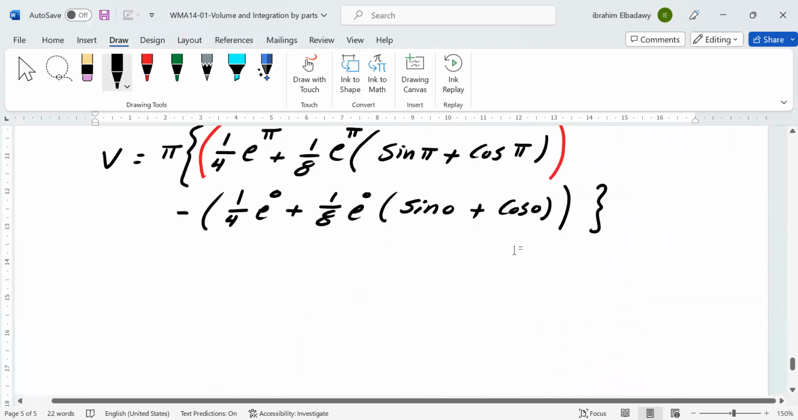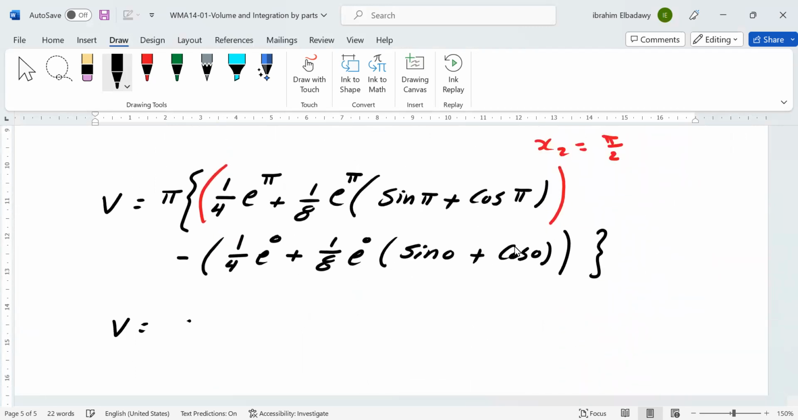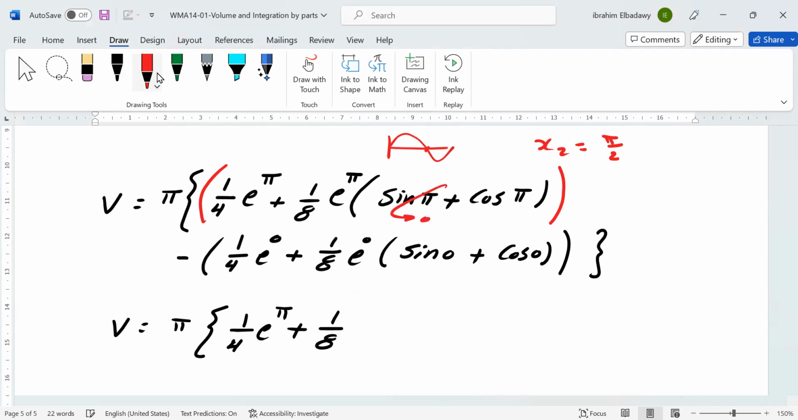Okay, so here the volume equals pi times quarter e power pi plus 1 over 8 e power pi. Okay, what about sine pi? Actually, sine pi equals 0, according to the sine wave like that. So this part equals 0. Cosine pi equals -1. So here 1 over 8 e power pi times the -1. Okay, this is the first bracket.